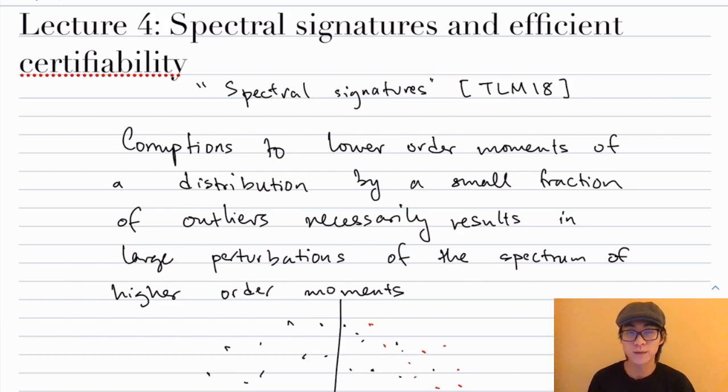Hello, this is lecture 4 in my sequence of lectures on robust statistics. In this lecture, we will begin to develop the machinery that we need to create efficient algorithms for robust mean estimation in high dimensions that don't lose these dimension-dependent error factors.